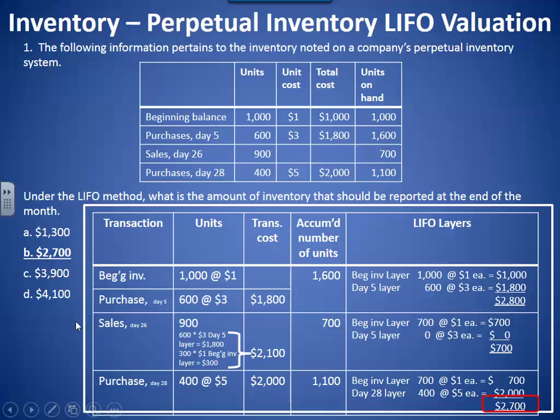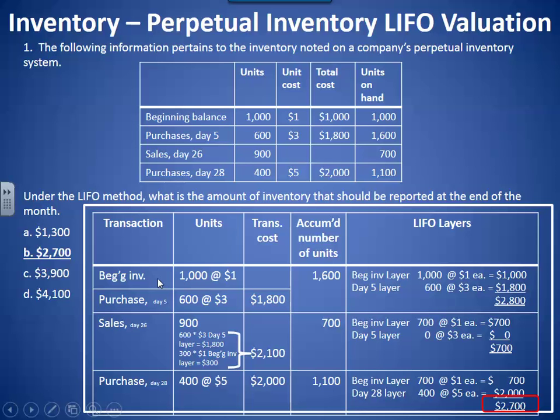Okay, in this case, the answer to number 1, under the LIFO method, what is the amount of inventory that should be reported at the end of the month? And the answer is B, $2,700. And here's how we create that particular transaction trail. We start off with our beginning inventory, and we know that it's 1,000 units at $1 a unit. On day 5, we purchased 600 units at $3 a unit. The transaction cost in this case was $1,800 for the purchase.